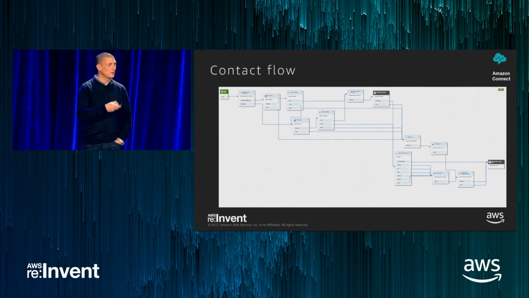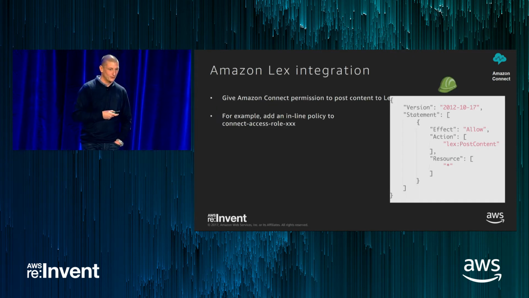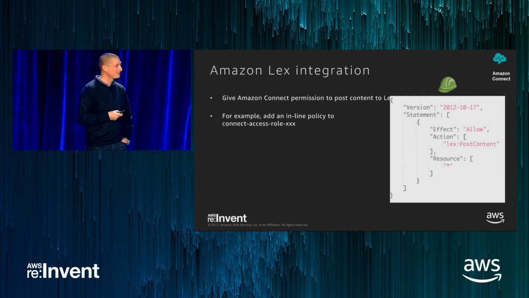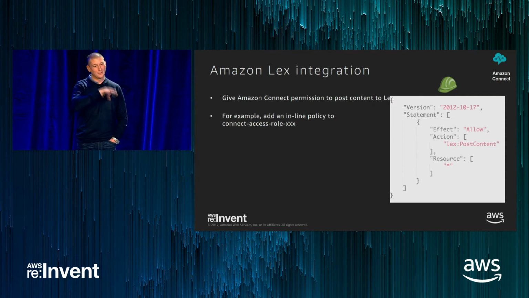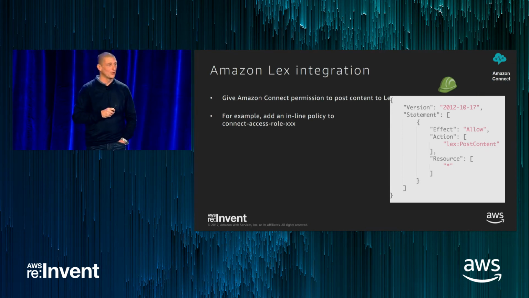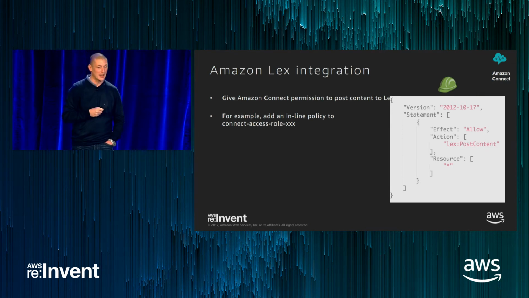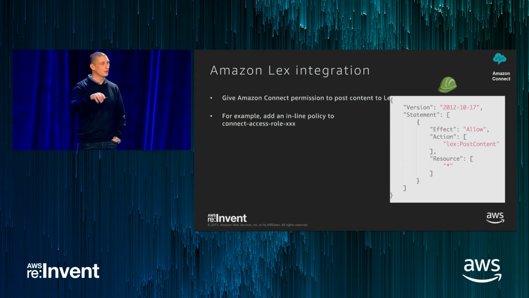So how do you go about bringing all this together? This traditionally has been quite complicated. With most things, you start with IAM policies. But in this case, all we're doing is giving Connect permissions to post content onto Lex. It's very simple. In this case, this is more open than you would traditionally do. I'm allowing it to post content to all of my Lex endpoints. You would tend to lock it down to specific chat points.